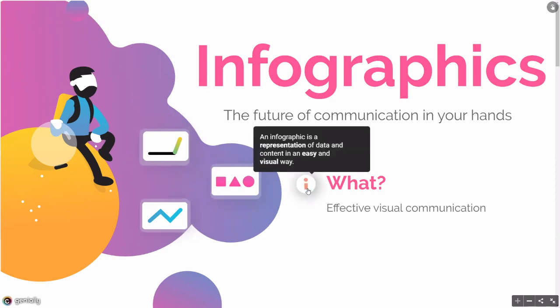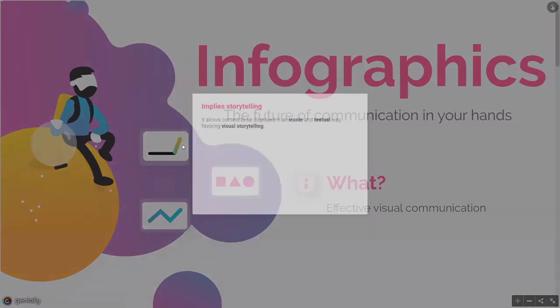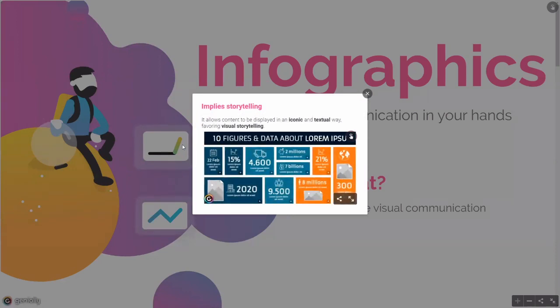Okay, so let's see first, the first question: what is an infographic? Well, an infographic is an easy way to graphically represent data and content in a way that strengthens efficient visual communication. So it allows us to display both iconic and textual content and therefore favors visual storytelling. As in this example, this is a horizontal infographic template in which the symbols complement the words. So we're really maximizing the assimilation of the concepts.